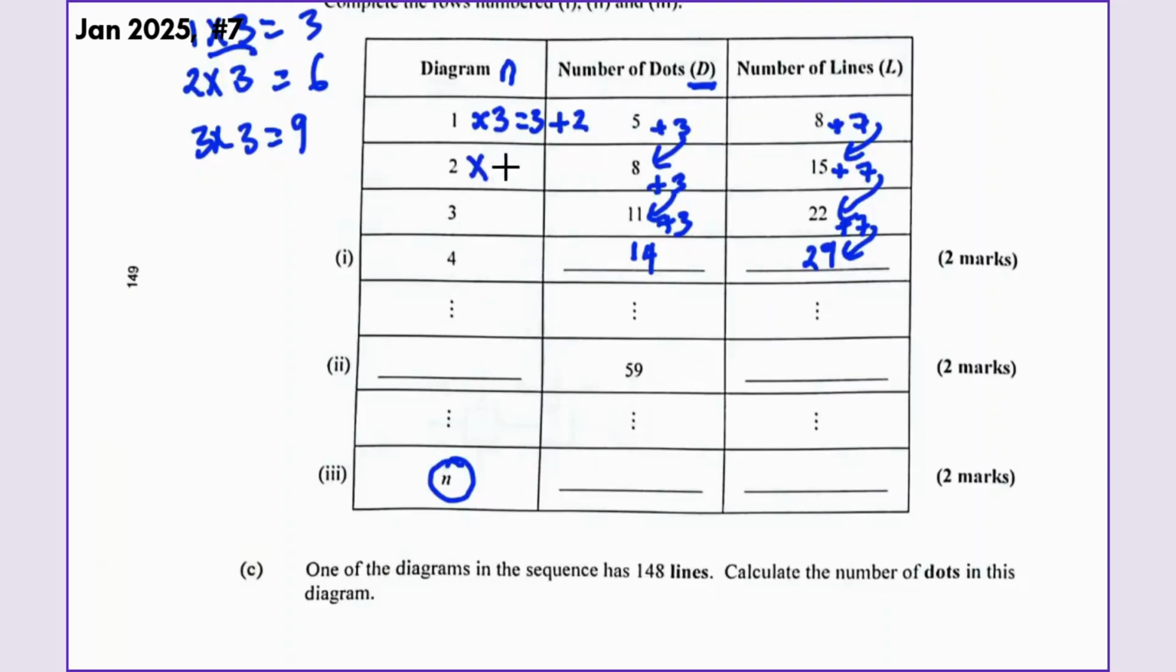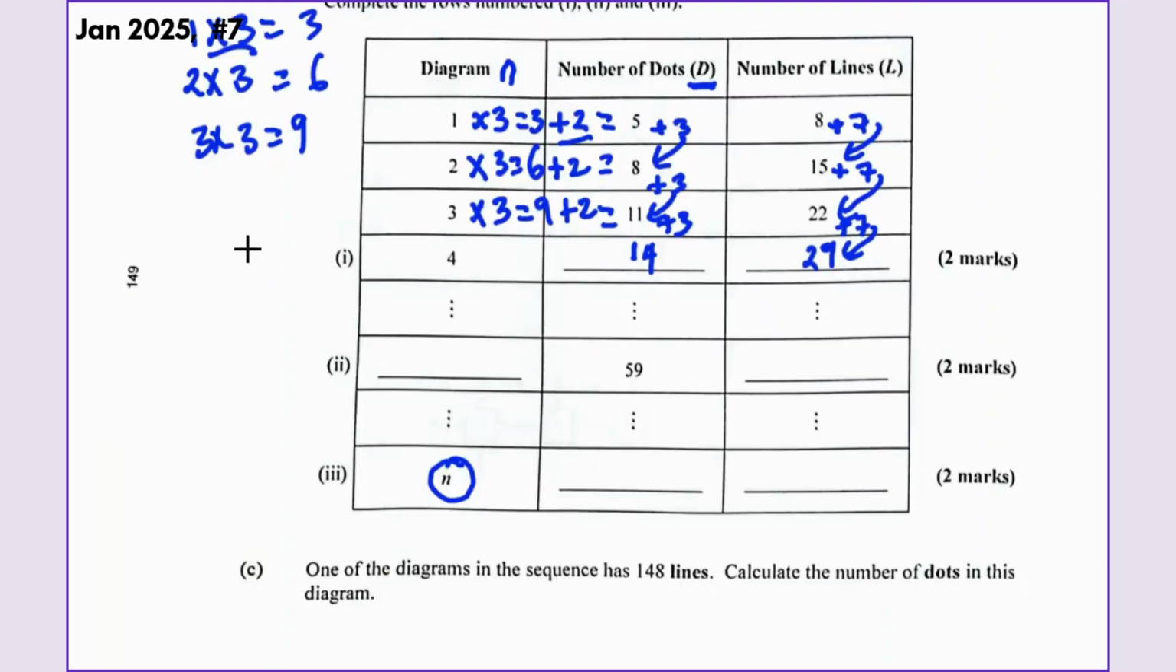So let's look at the next one. 2 by 3 is equal to 6, right? If I add 2, would I get 8? Yes, you would. So it's the same thing here. If I multiply 3 by 3, I would get 9. And then if I add 2, would I get 11? Yes, I would. So this, therefore, is the relationship between N and D.